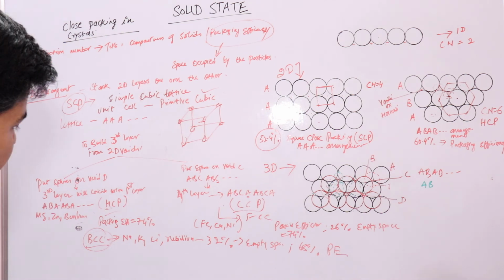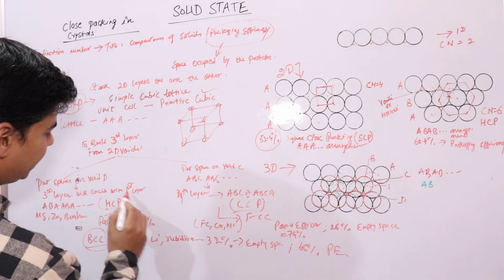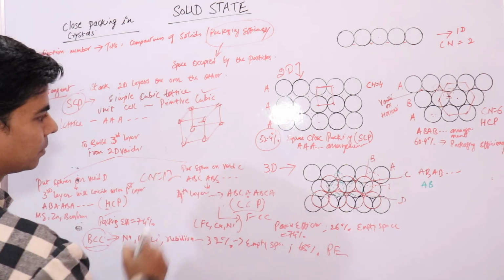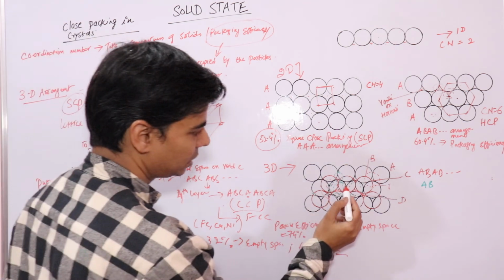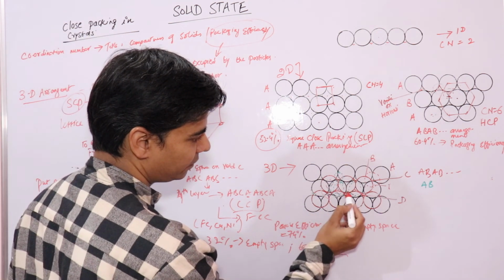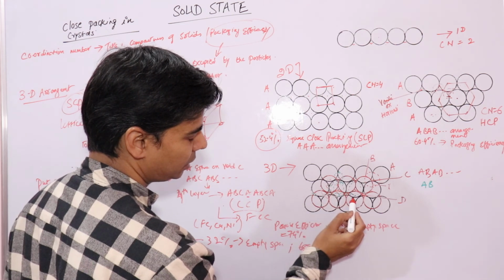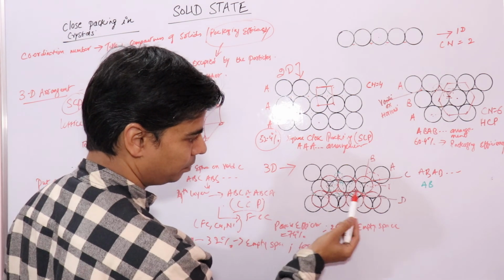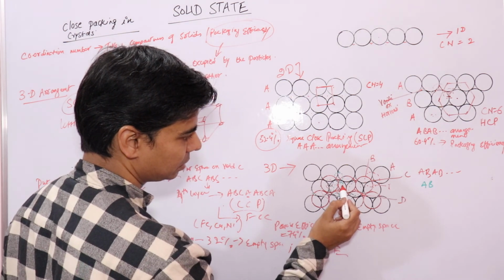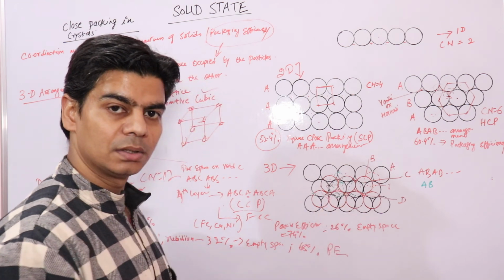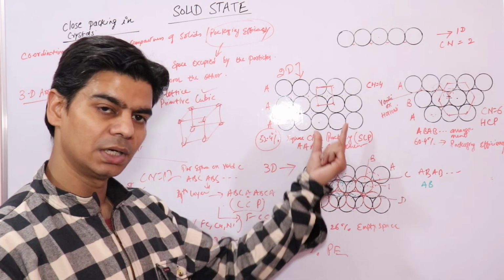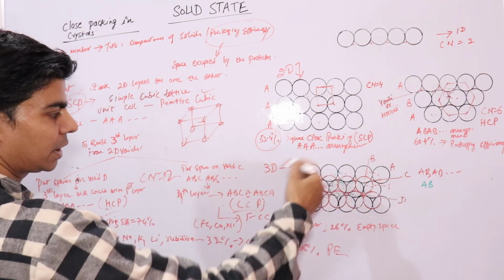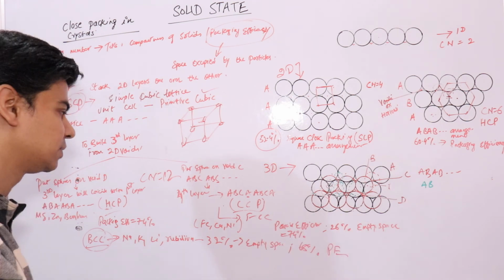Similarly, in HCP and CCP we have coordination number 12. You can see this in two dimensions. Any sphere is in touch with 1, 2, 3, these 3 spheres and these 3 spheres, so 6 are in the same layer. Now 3 are below the layer and 3 are above the layer. So we have coordination number 12, that is, any sphere is in direct contact with 12 other spheres.